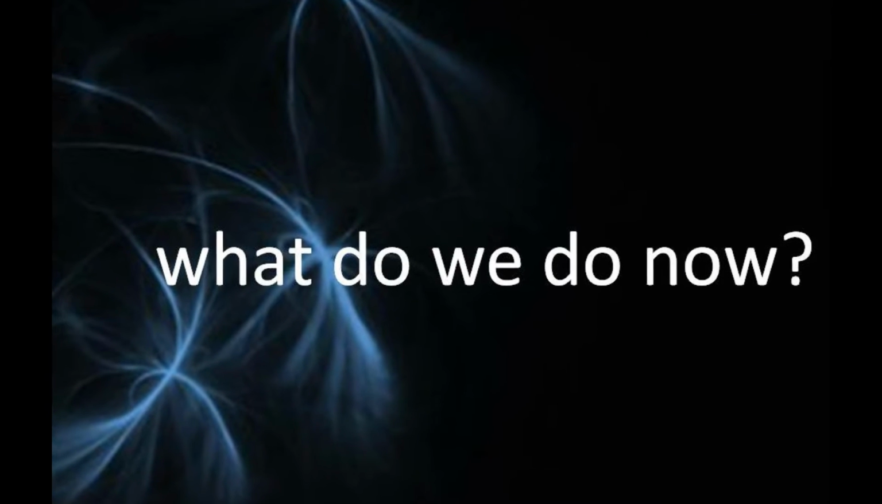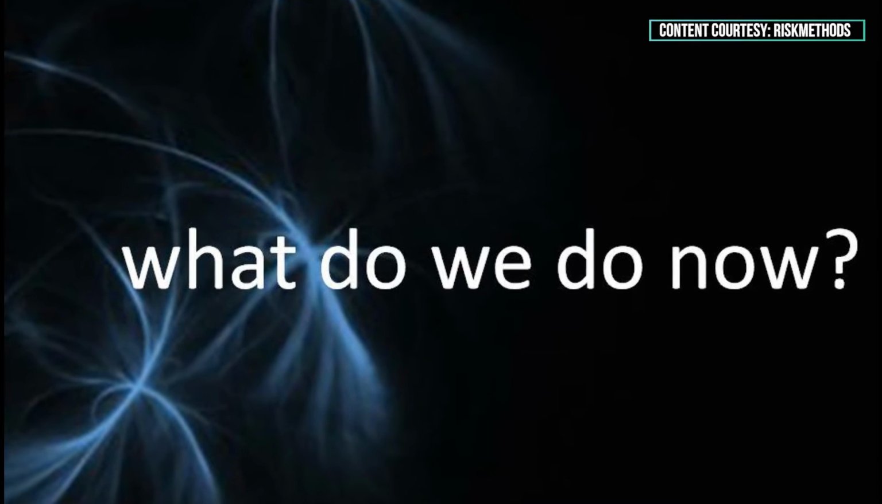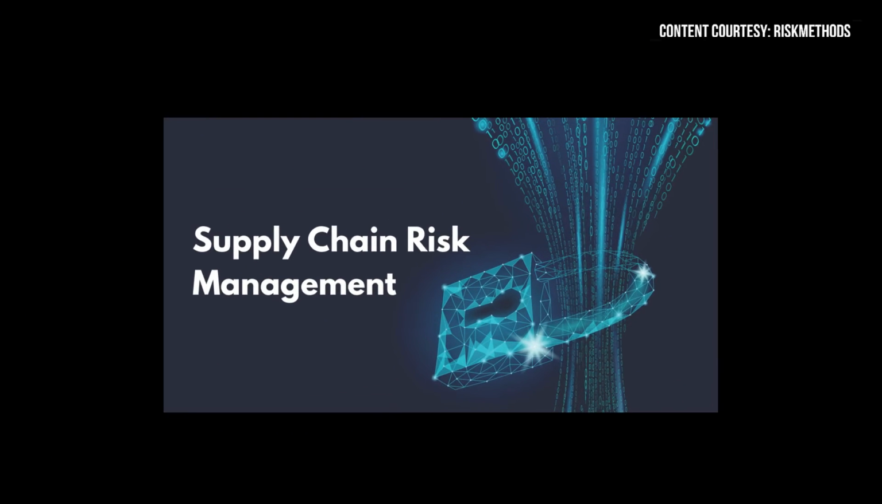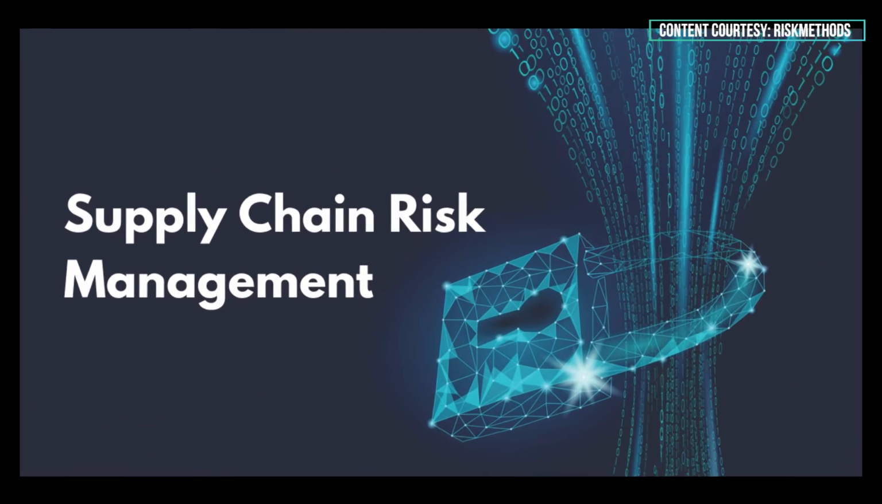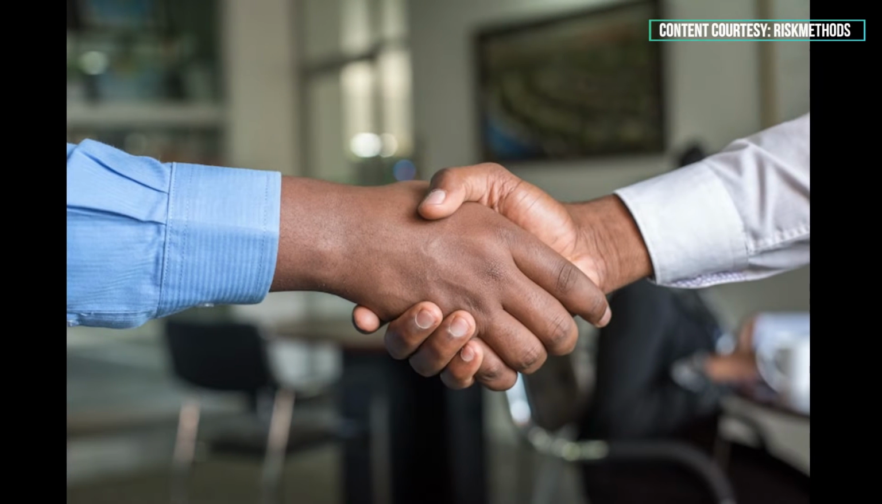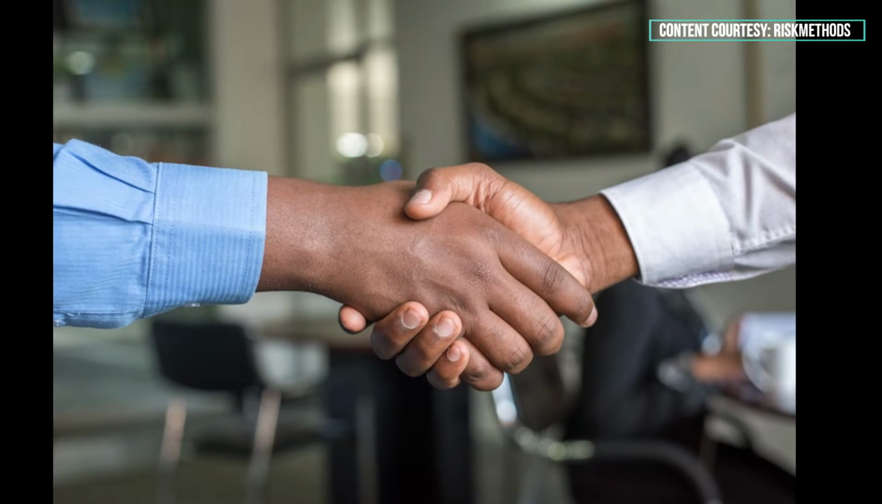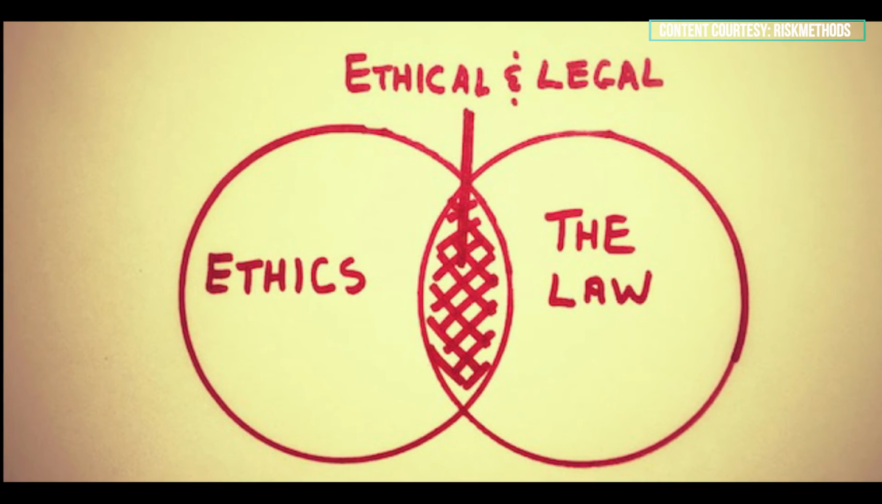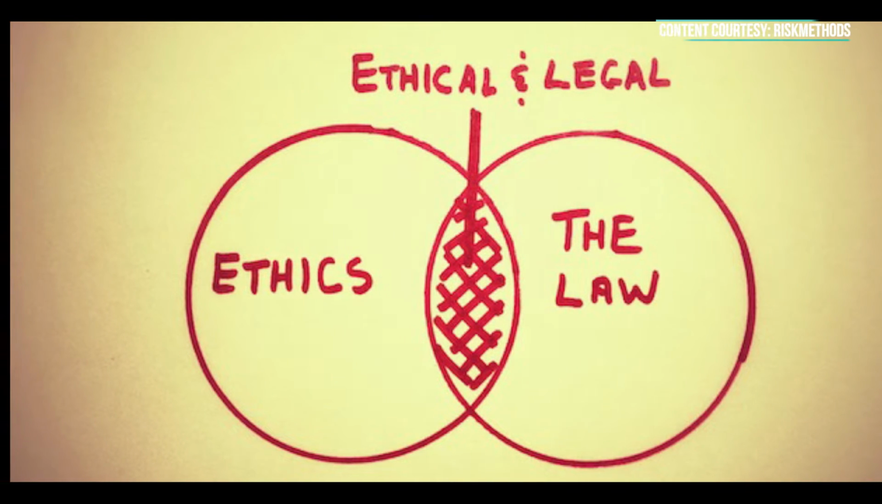That's the problem. Now, what to do? So, the answer is to employ a comprehensive supply chain risk management program that will help you secure supplier relationships, prevent supply bottlenecks, and ensure your company is operating both legally and ethically.